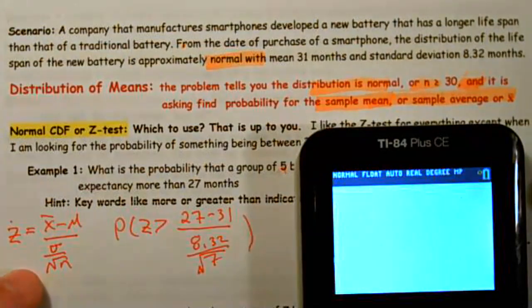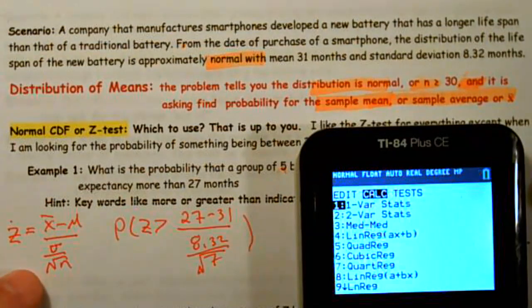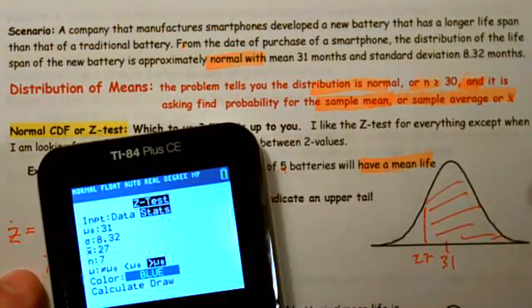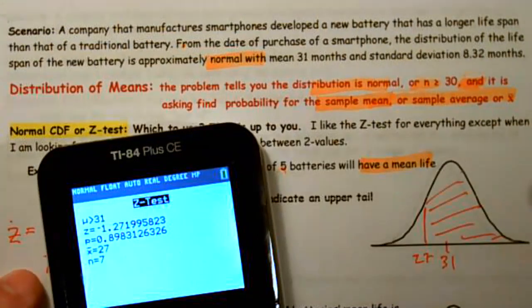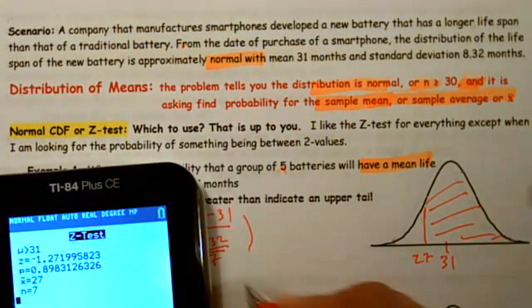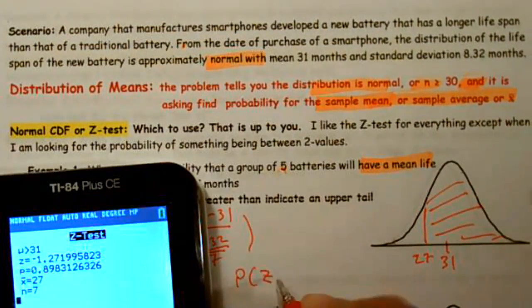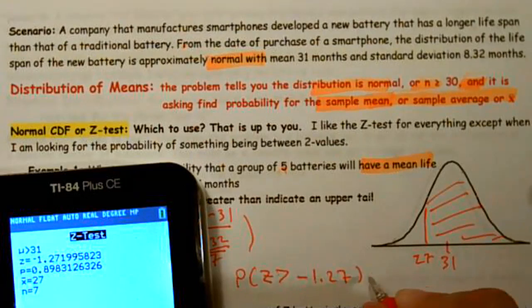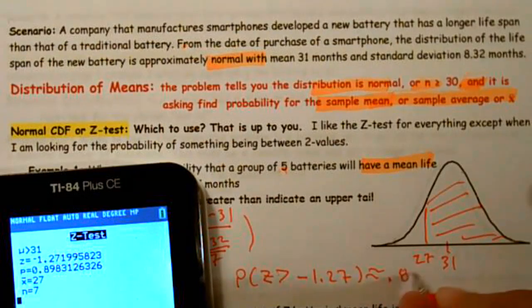And this is probably best done in a z-test. So stats, test, z-test, 31, 8.32, 27. But now my sample size is 7. All right? So we have an up arrow because we shaded up. We calculate, and we end up getting the probability that z is greater than negative 1.27 equals 0.8983, and that's our answer.